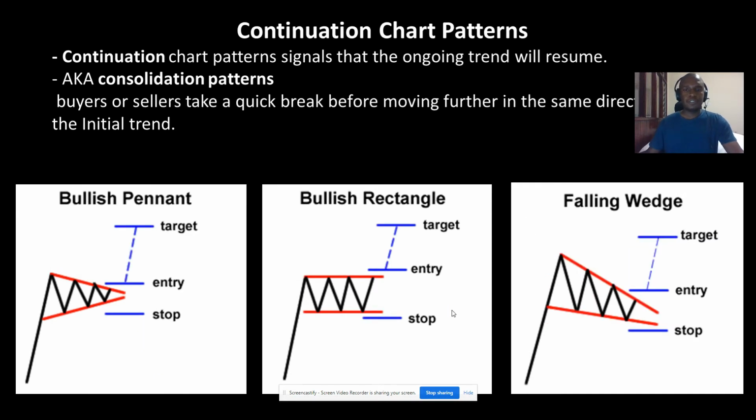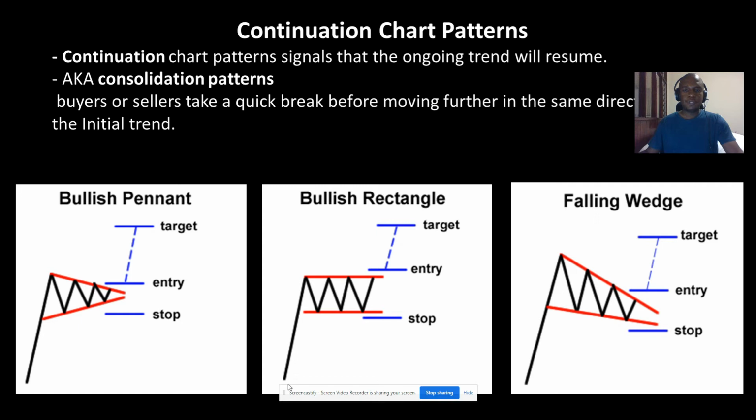And for other continuation patterns, we're looking at the bullish pennant, the bullish rectangle, and the falling wedge. Continuation chart patterns signal that the ongoing trend will resume. So you can see here that the bullish pennant, after it broke, the market continued to the upside, where the bulls are actually taking control, where the buys continue.